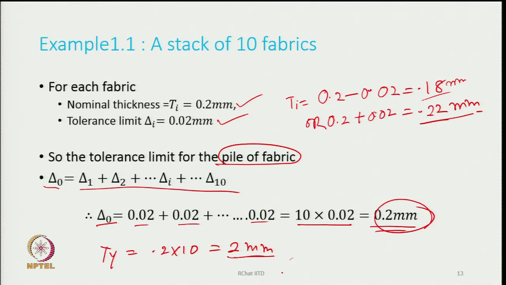Here as a simple example we are giving that the values could be 2 mm, 0.2 mm. Many times we need to know the reverse way, as I said, that if this is given to me and its tolerance is given to me, what will be the individual fabric thickness and what should be the tolerance of the individual fabrics. The another example is this.